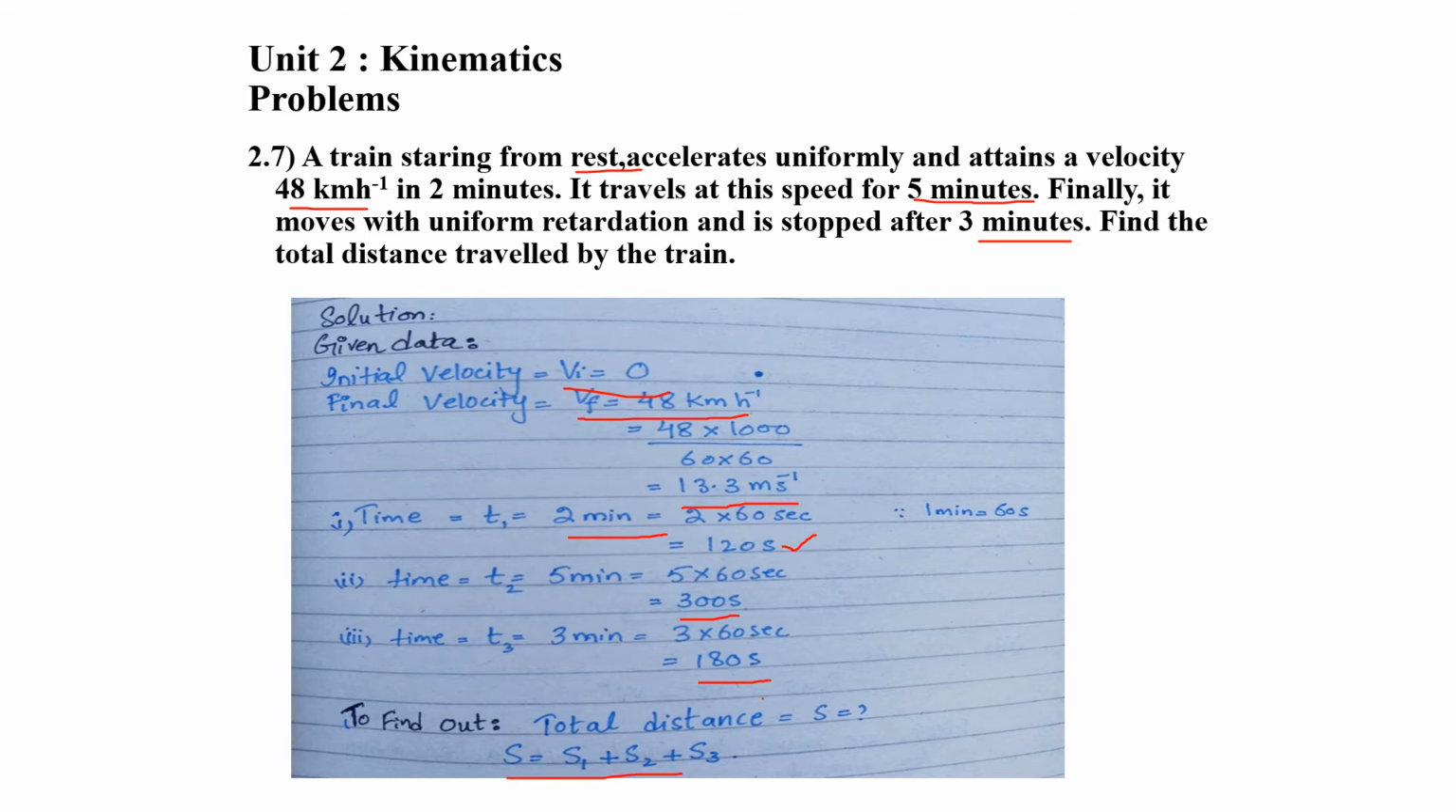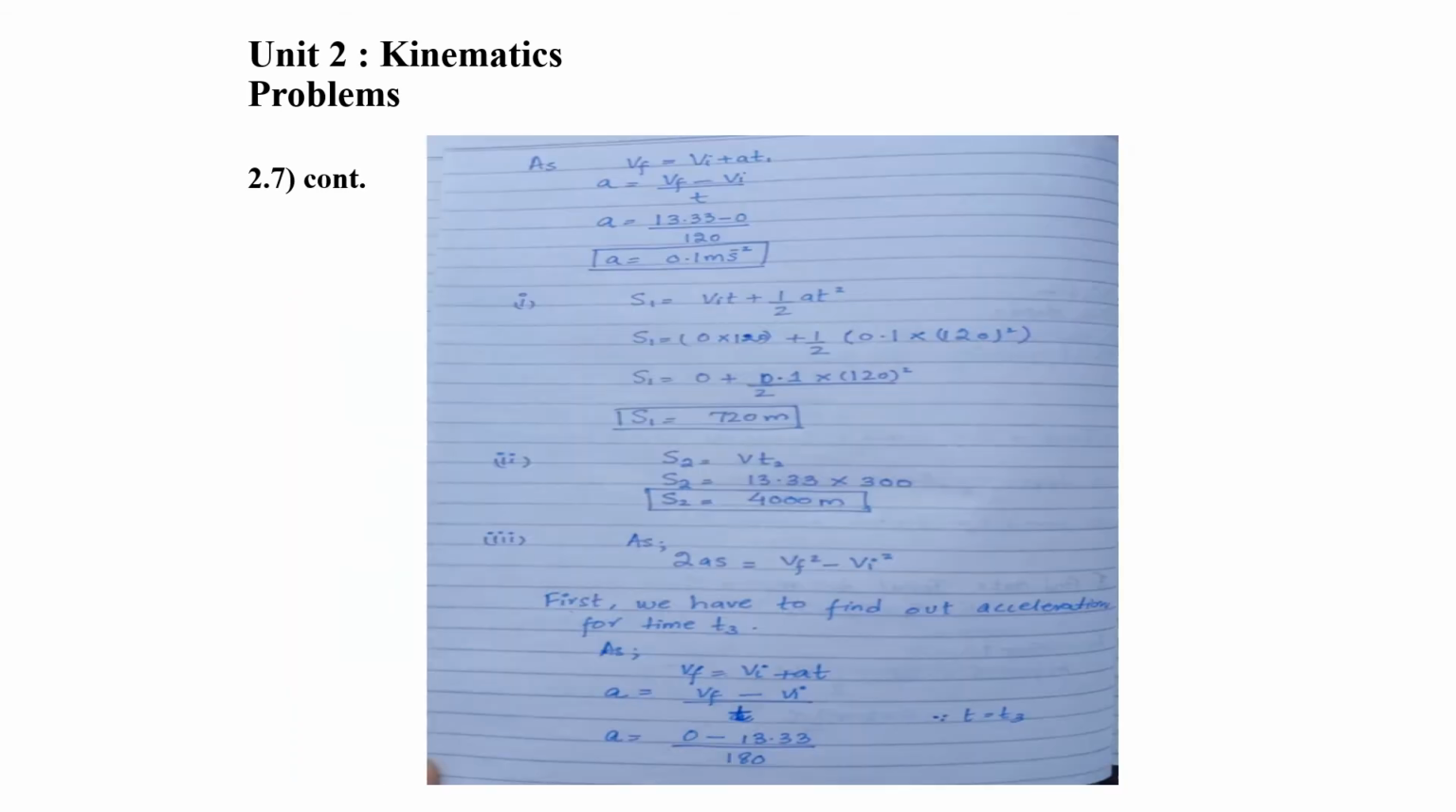So we have to find out the total distance. For that we have 3 times, so first of all we have to calculate s1, s2, s3, and then add them up to get the total distance, right? By using the first equation of motion, first of all we have to find out the acceleration, right? So Vf is equal to Vi plus At. If we separate A and put in the values, we get A equal to 0.1 meter per second square.